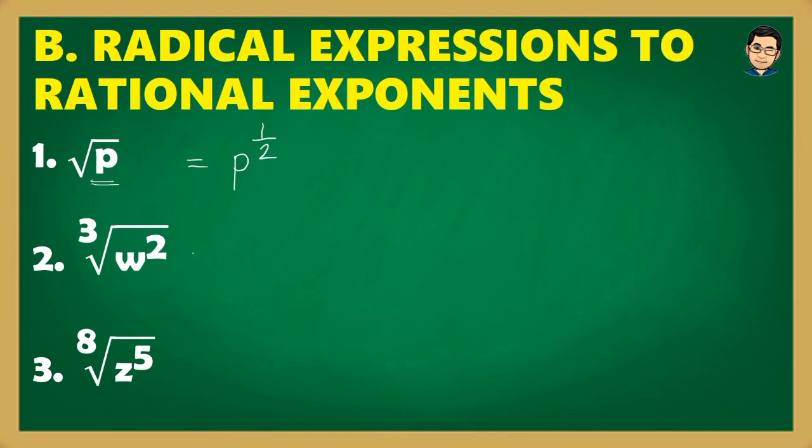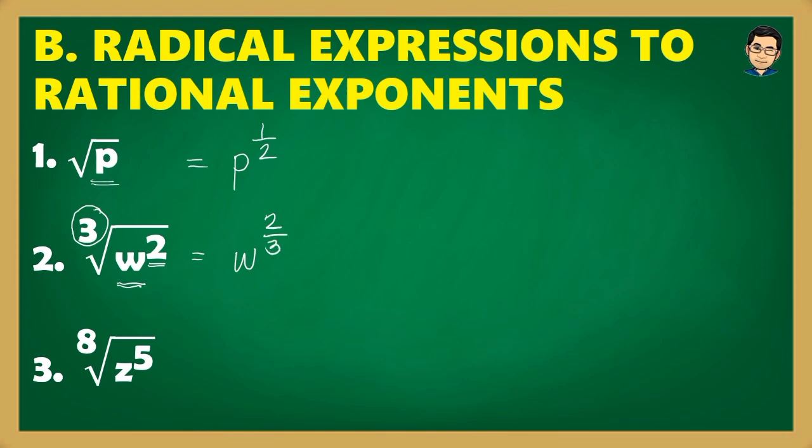Next, the cube root of w squared. So, narinig nyo naman po, the cube root. Ibig sabihin, yung 3 yun yung magiging index. And then, w yung radicand. And then 2, ito po yung exponent ng radicand. So, susulat natin yan as w raised to 2/3.